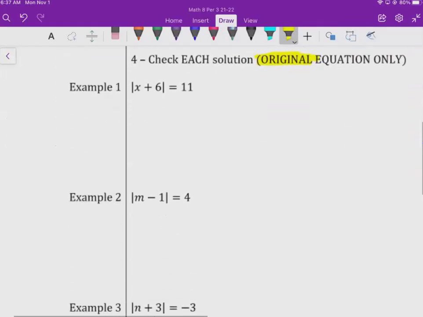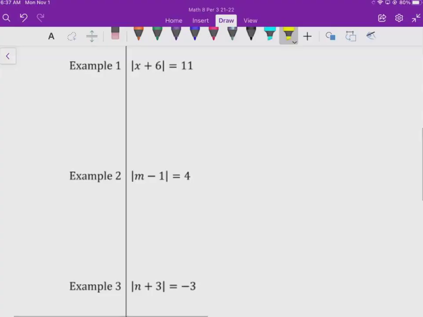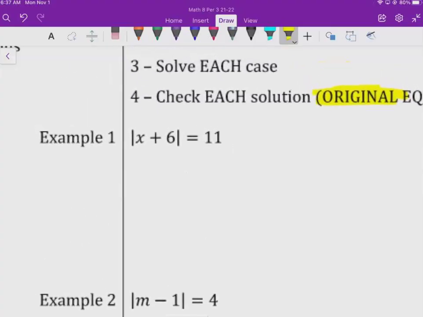Okay, so example 1. First step, number 1, isolate the absolute value expression. Good news for you. Step 1 has been done for you. Step 2, now watch how I do this. I'm going to take this absolute value bar, rewrite exactly what's inside the absolute value. Do not touch what's inside the absolute value. So the first time I do nothing. I just rewrite the equation just like it didn't have absolute value bars.